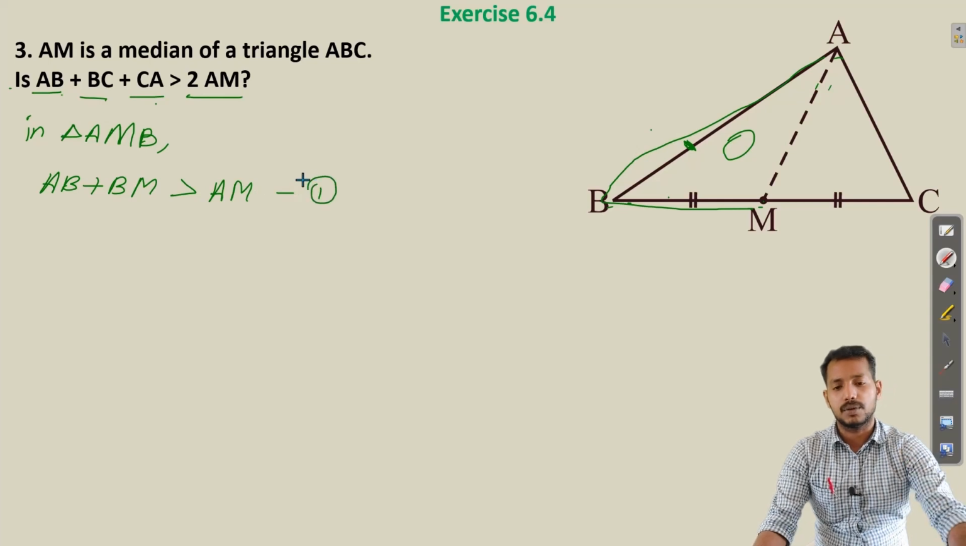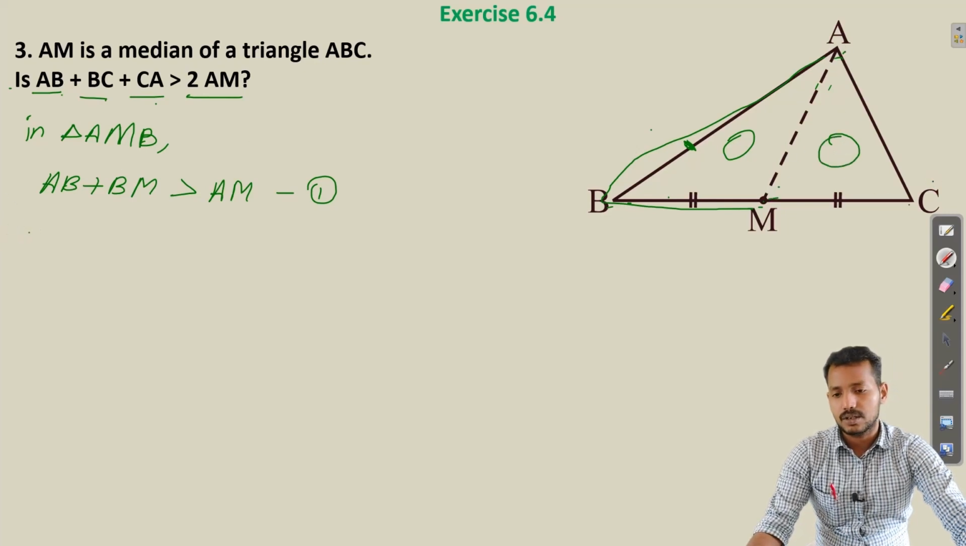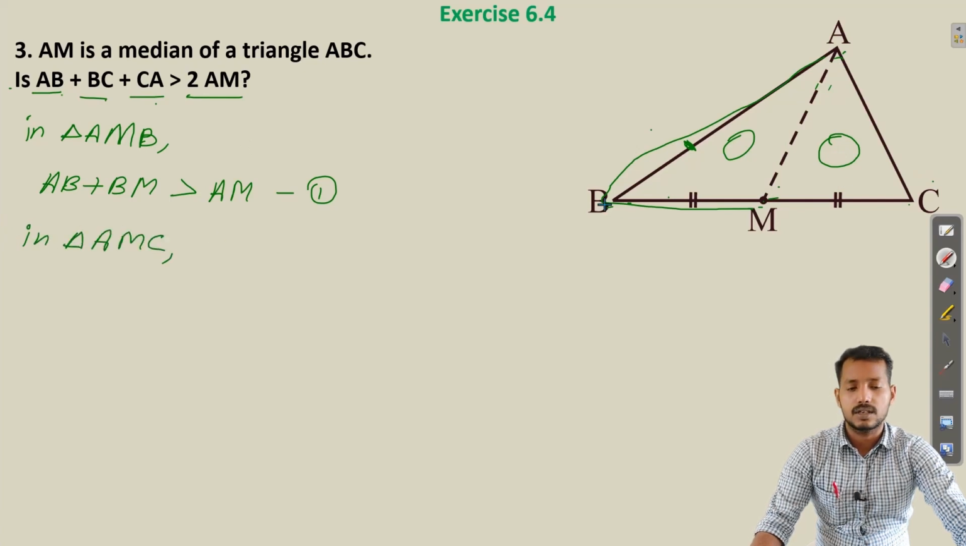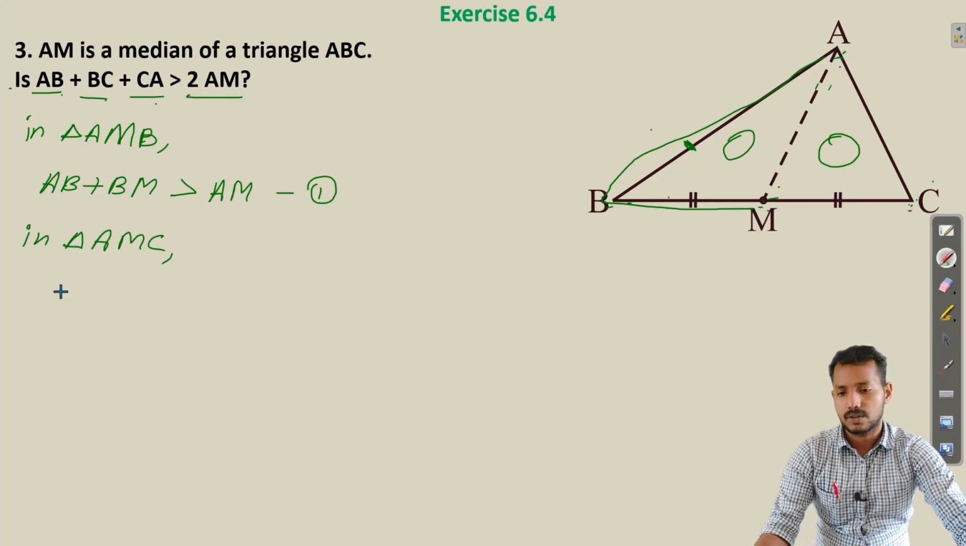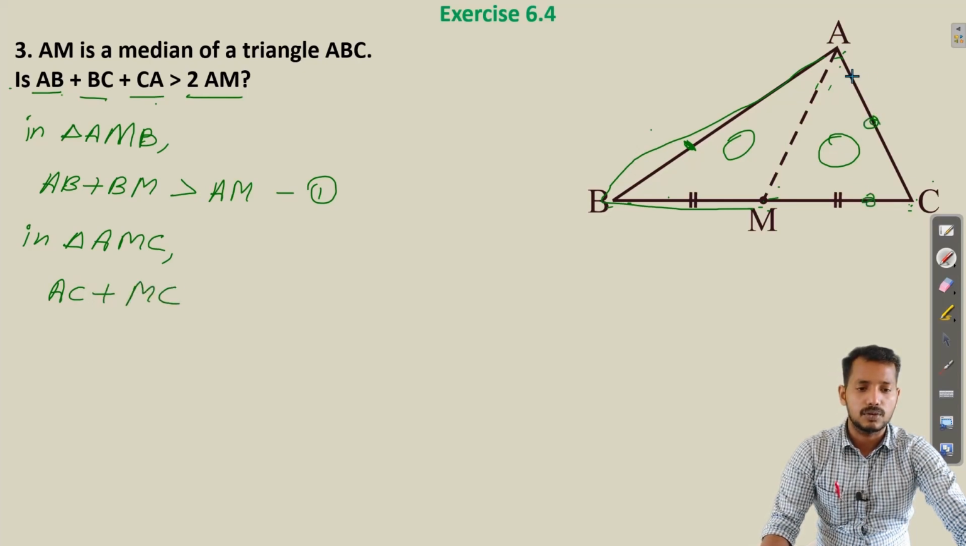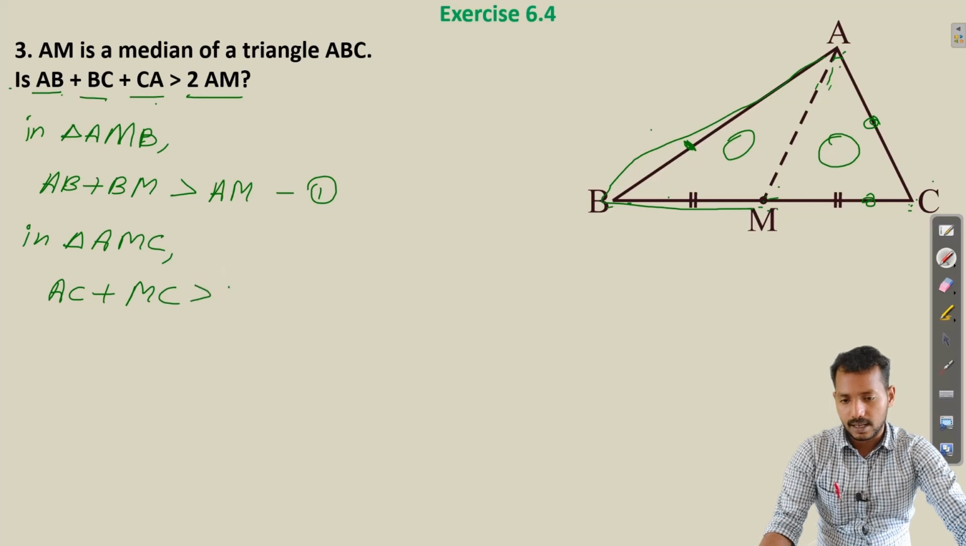Inequality number 1, keep it. Now I am going to apply the triangle inequality in the second triangle, AMC. So in triangle AMC, we can say that AC plus MC, the sum of these two sides, is greater than the third side of the triangle. We are considering it as AM, greater than AM.